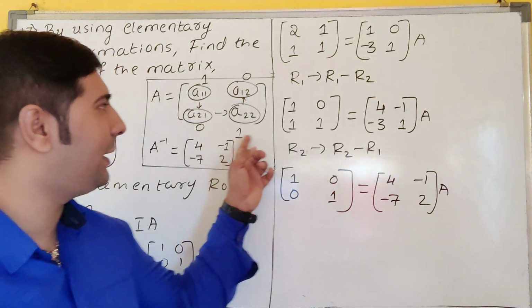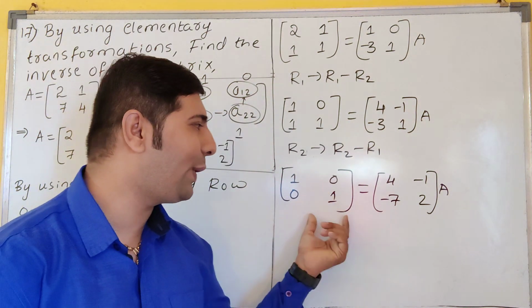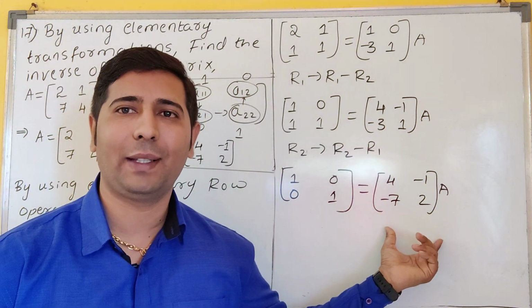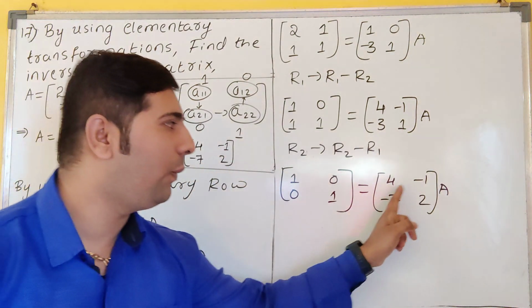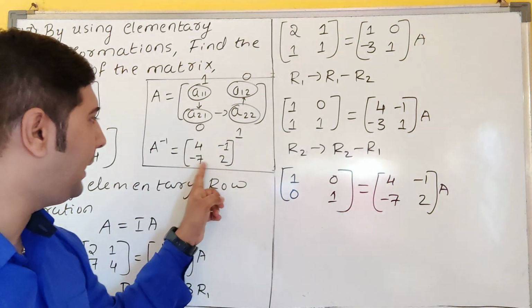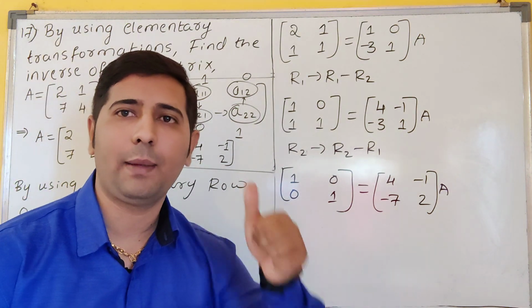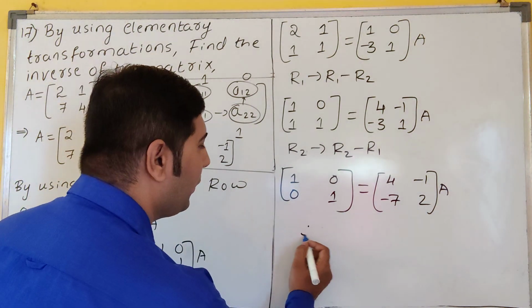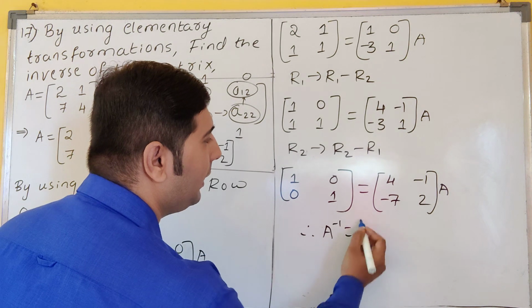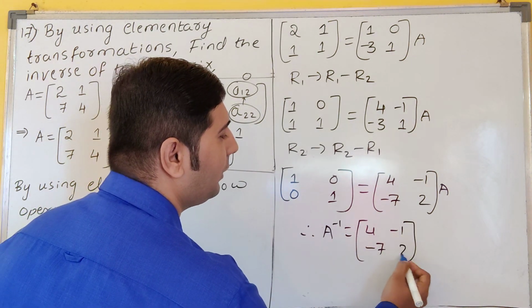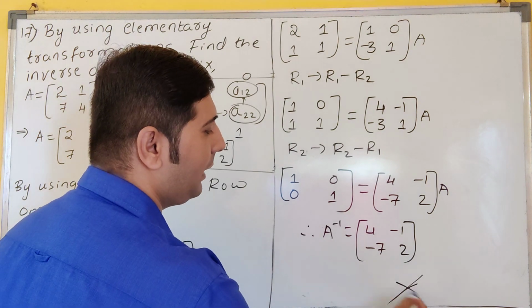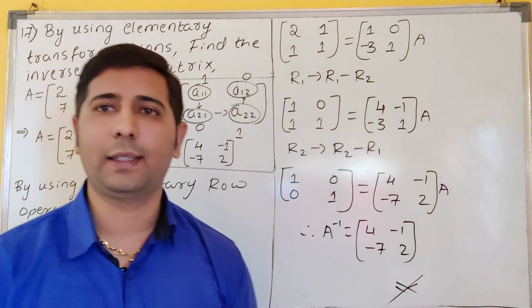1 0 0 1, we got this, dear students. Yes or no? If we got this, it is 100%, this is our A inverse. Now let us compare with our answer. 4, minus 1, minus 7, 2. 100% it is correct. So therefore, we can conclude our answer. A inverse is equal to what? 4, minus 1, minus 7, 2, dear students. This is our required answer, dear students.